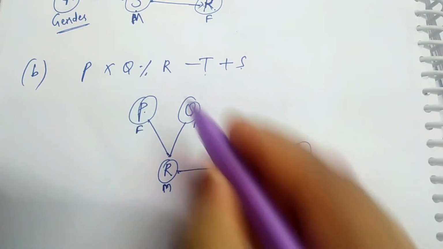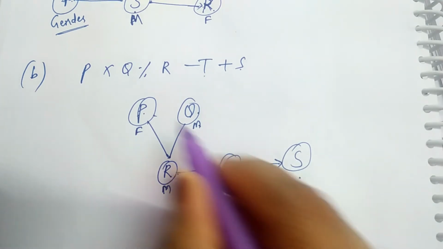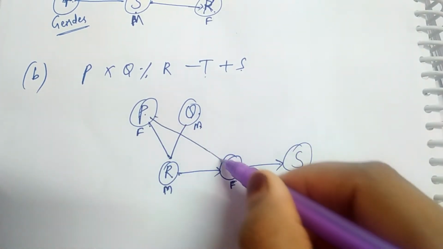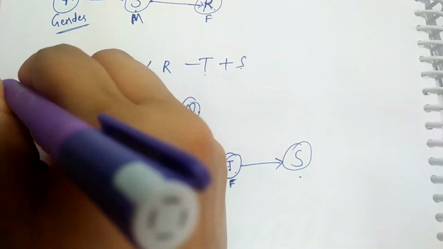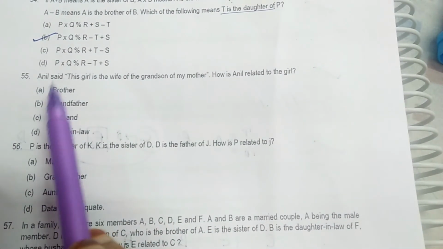So what's the relationship between P and T? Let's see that T is the daughter of P. We are getting the relationship here. Yes, we are getting. So option B is the right answer. Right, we stop and just take option B. Next thing we'll be doing is the 55th one.